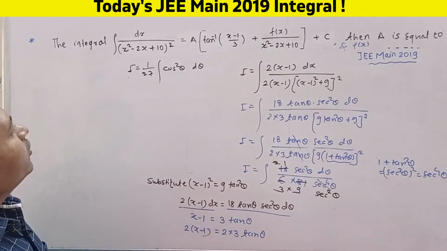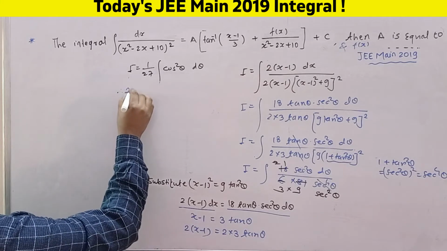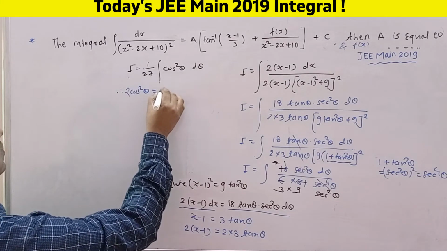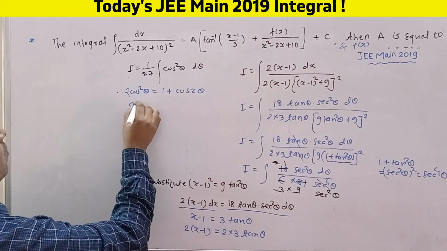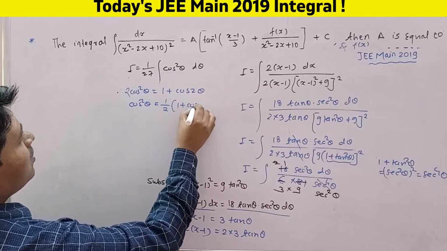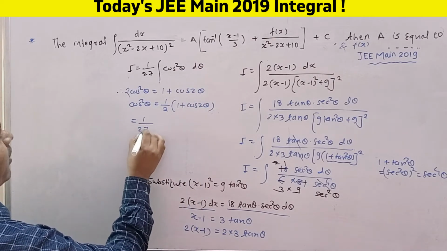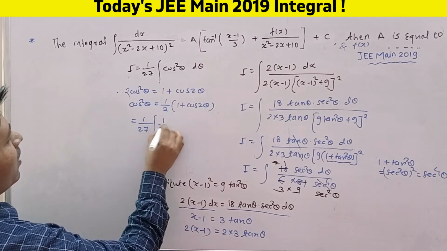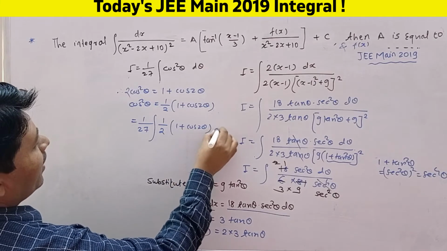Now we can use the formula for cos square theta. We know that 2 cos square theta is equal to 1 plus cos 2 theta, and we get cos square theta is equal to 1 by 2 in bracket 1 plus cos 2 theta. Therefore this integration becomes 1 by 27 integration 1 upon 2 times 1 plus cos 2 theta d theta.